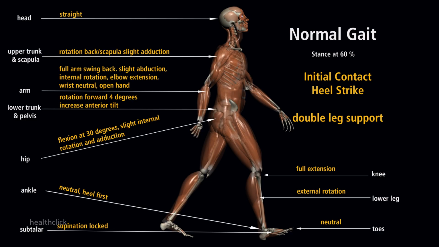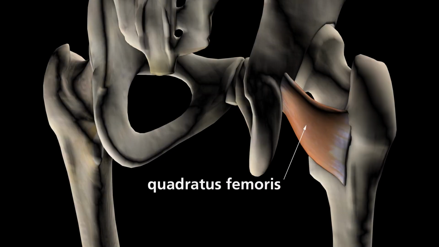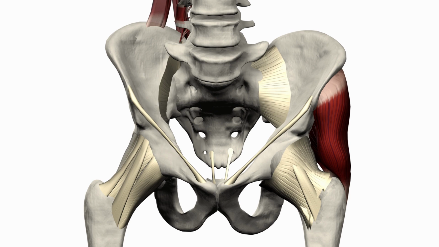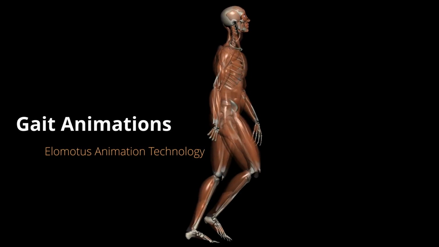So at initial contact, say the right foot is contacting. At initial contact, the lower trunk and pelvis are going to be rotated forward, and that's going to be in the transverse plane. Our proprietary 3D animations and images reinforce the learning experience when analyzing normal and abnormal gait patterns.